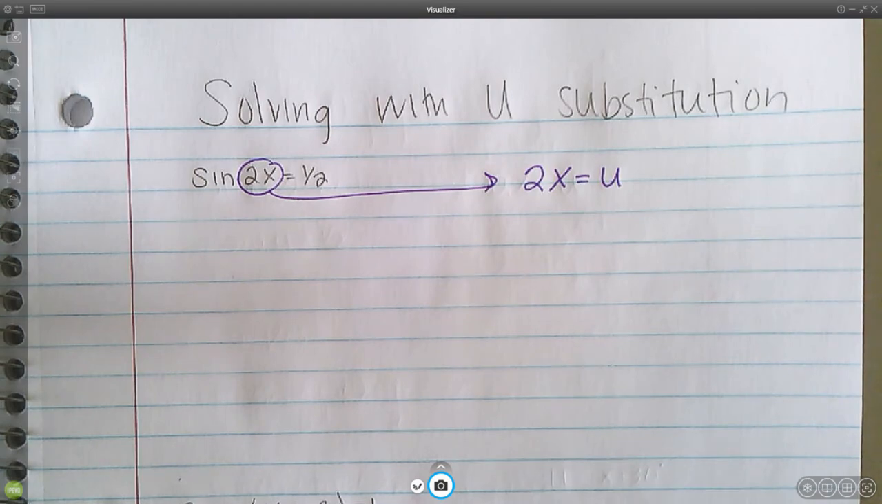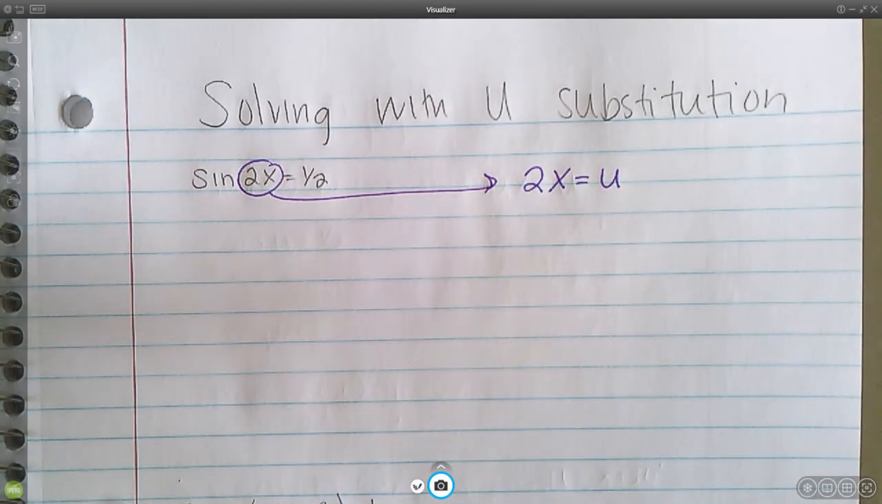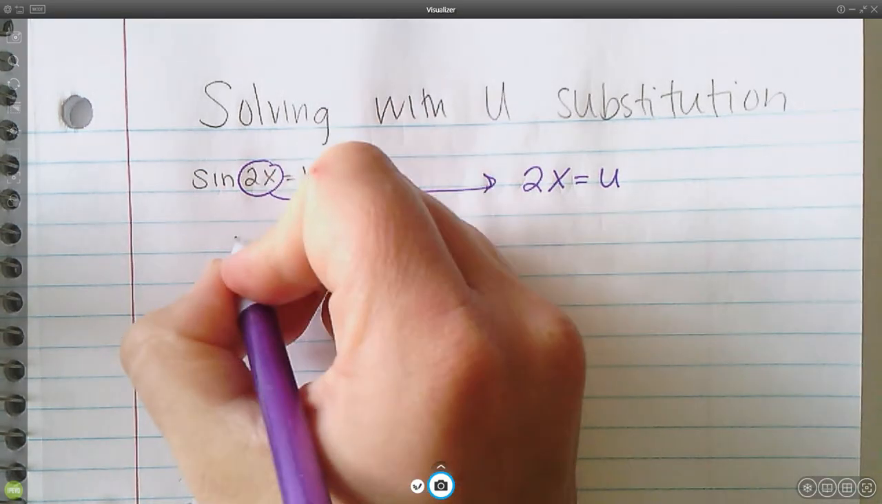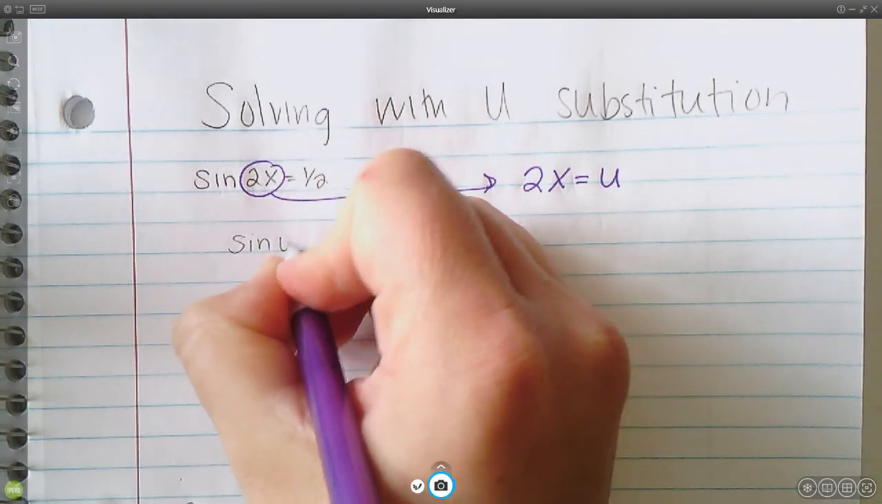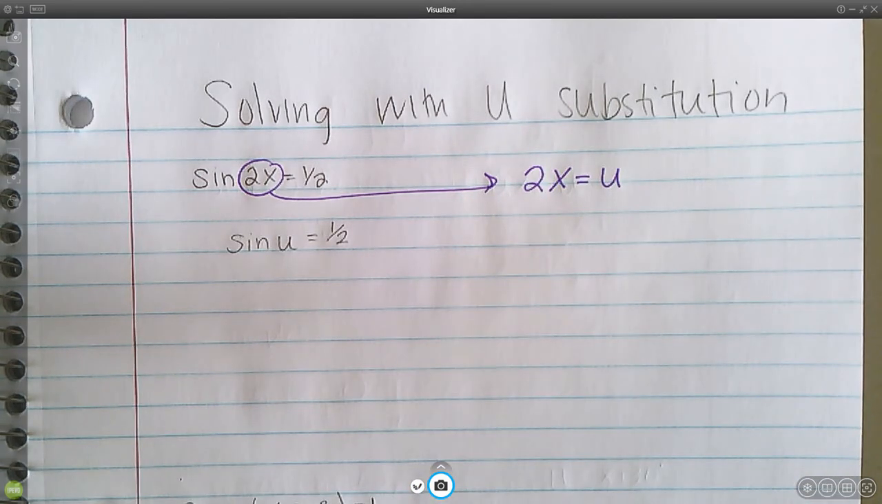Now we're going to take this u and put it into this equation. So we're going to substitute. We are going to write sine of u equals 1/2. Okay, so now we're just going to solve like we did a couple days ago. If you go to your unit circle, you want to know where sine is 1/2, which is your y value.